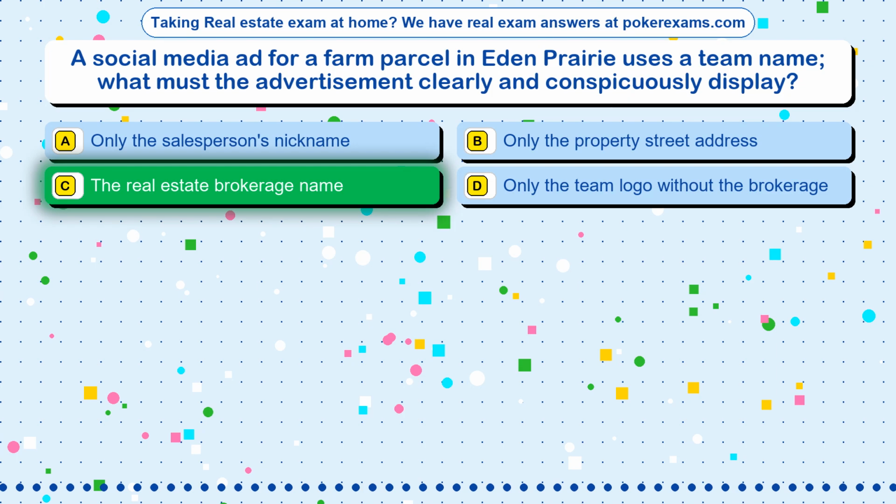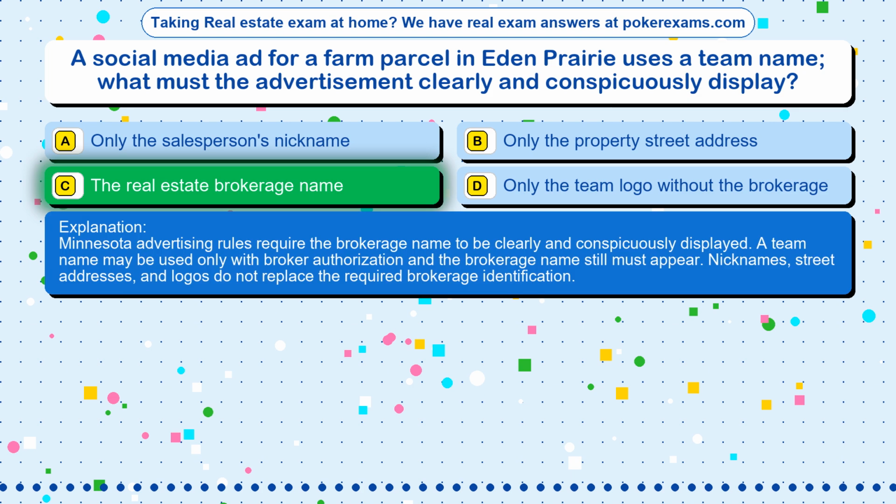The correct answer is option C. The real estate brokerage name. Minnesota advertising rules require the brokerage name to be clearly and conspicuously displayed. A team name may be used only with broker authorization and the brokerage name still must appear. Nicknames, street addresses, and logos do not replace the required brokerage identification.